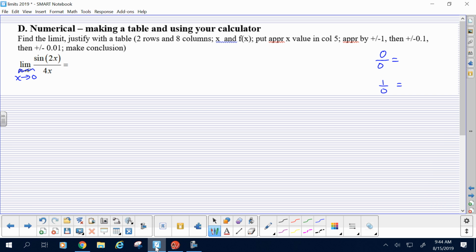I would like you to make a table of 2 rows and 8 columns. 1, 2, 3, 4, 5, 6, 7, 8. If you draw 7 lines, you'll get 8 columns. We are going to compare, at different x values, what the function approaches. And we're going to put the value we're approaching right in that 5th space, so we can approach 0 from both sides. Some numbers to the left of 0, or less than 0, and some numbers to the right of 0.